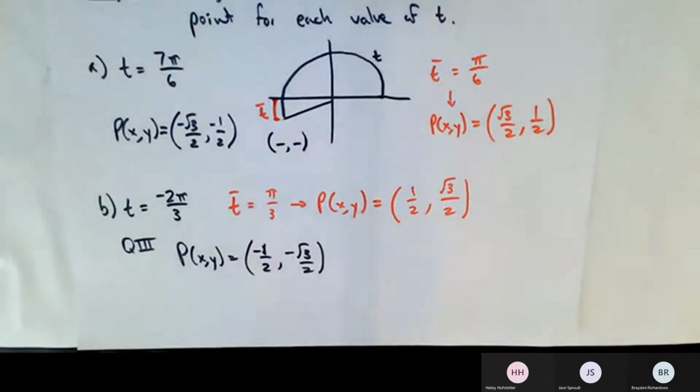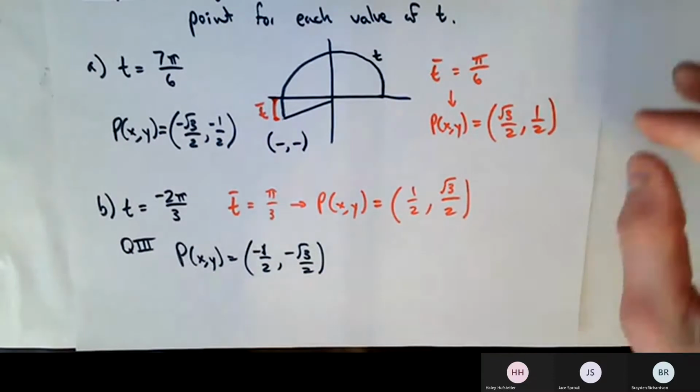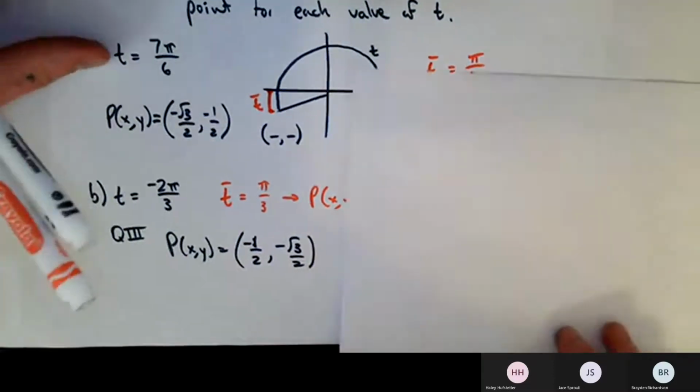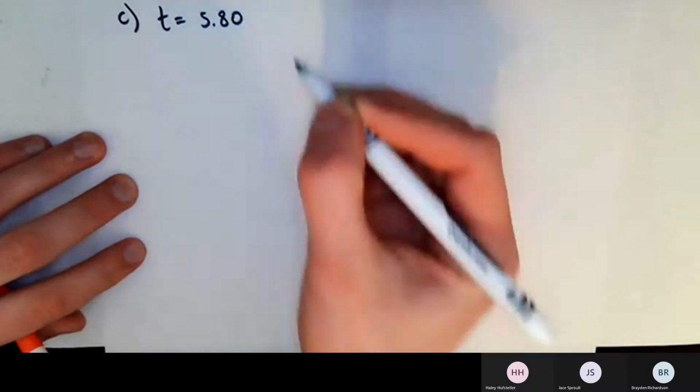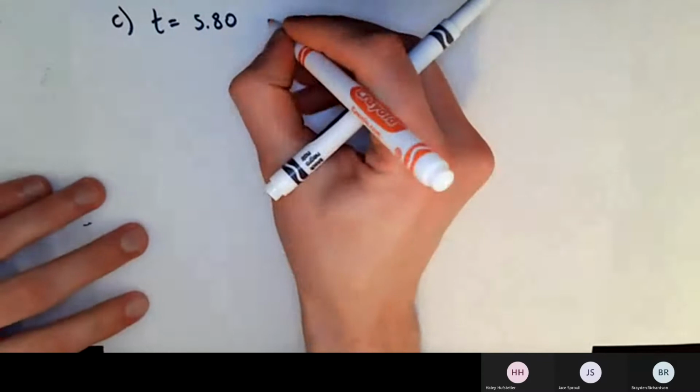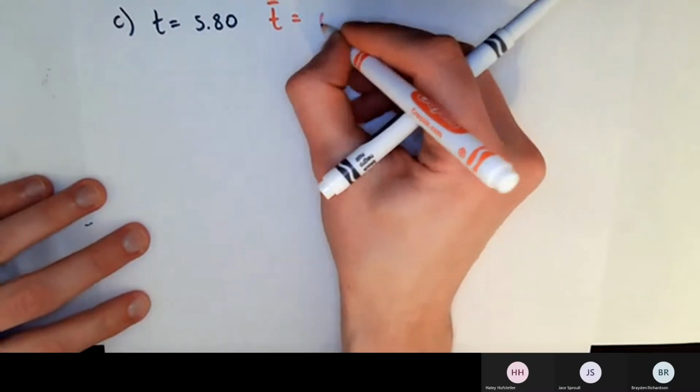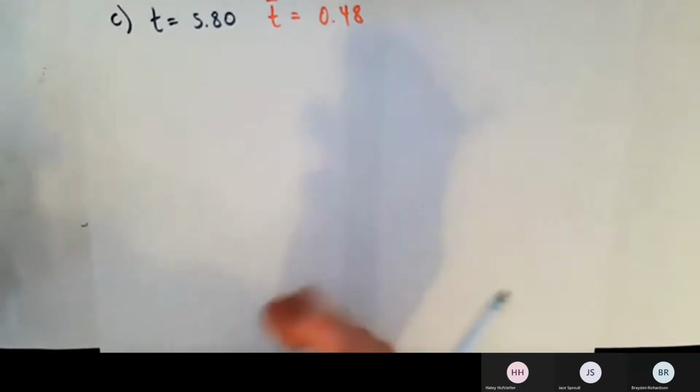Okay, one second, let me get some more paper. Okay, let's do part C. Let's do that 5.8 one again. So we found, or not do it again, but let's identify it a little bit more. 0.48 was the reference angle, or reference number.